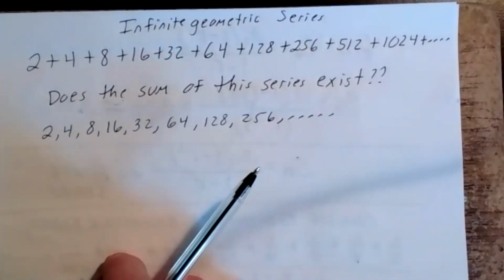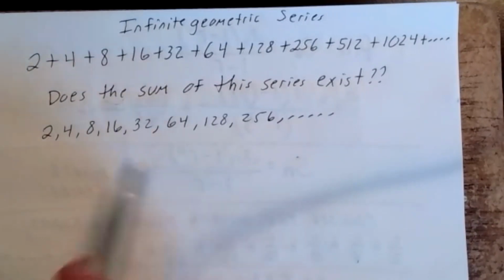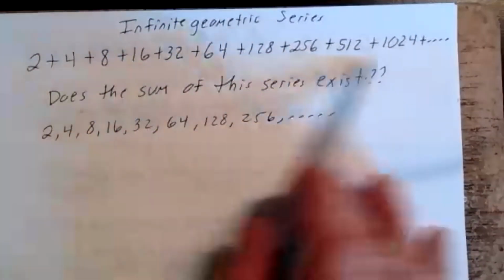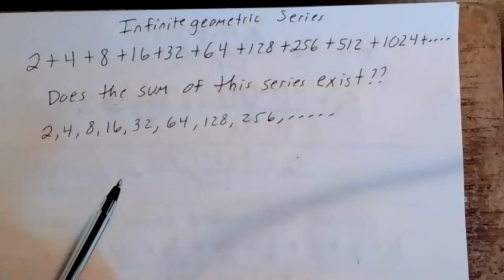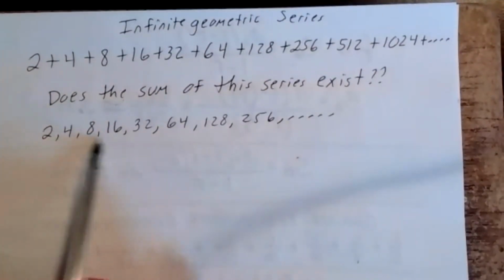Now, you indicated that you don't think the sum of this exists. Why not? What would be your line of reasoning? There's no number that it will approach. Okay. What's happening to the terms of this sequence?